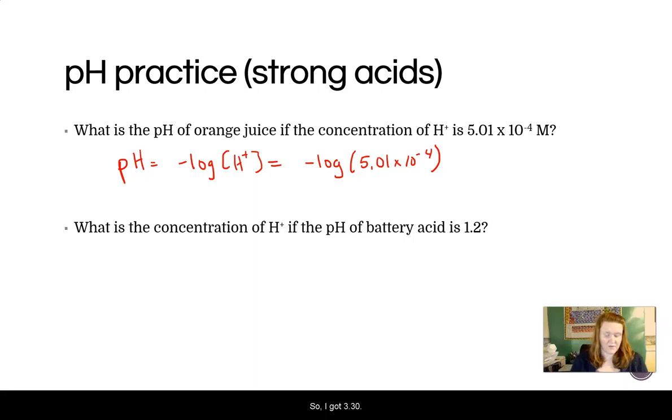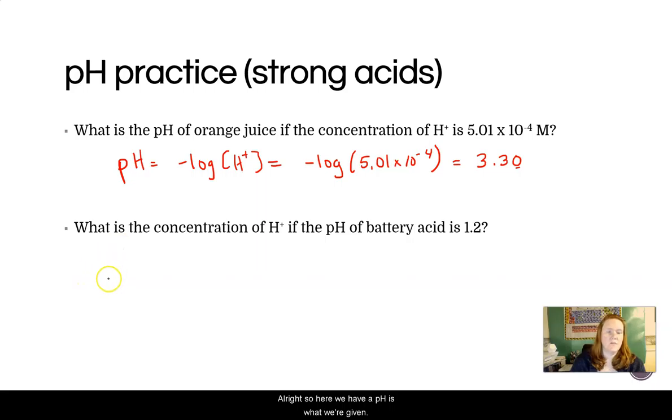So I got 3.30. Remember, when we're doing pHs, we always round to the second decimal place, so the sig figs are pretty easy for pH calculations. It doesn't actually matter for our purposes how many significant digits were in the concentration. It's really just 2 decimal places, okay?